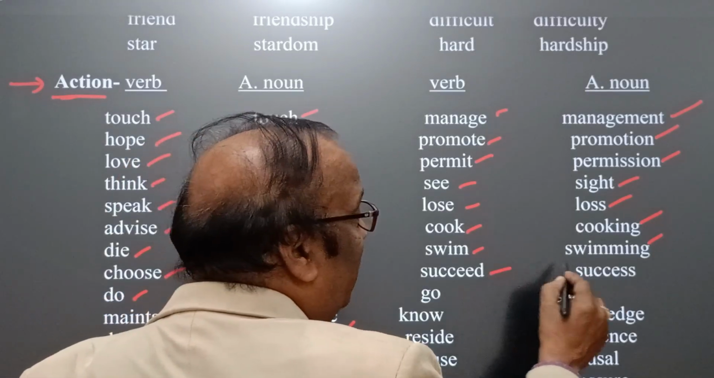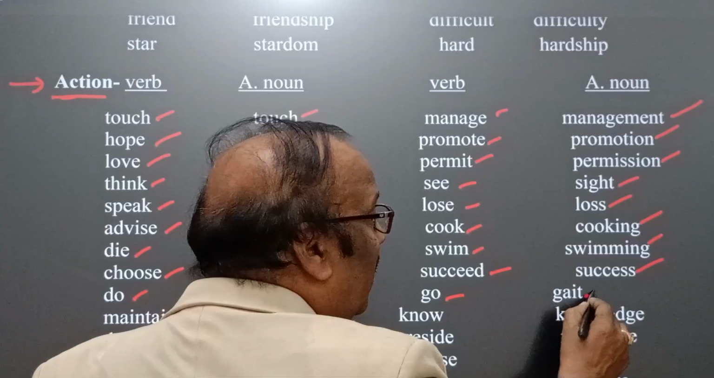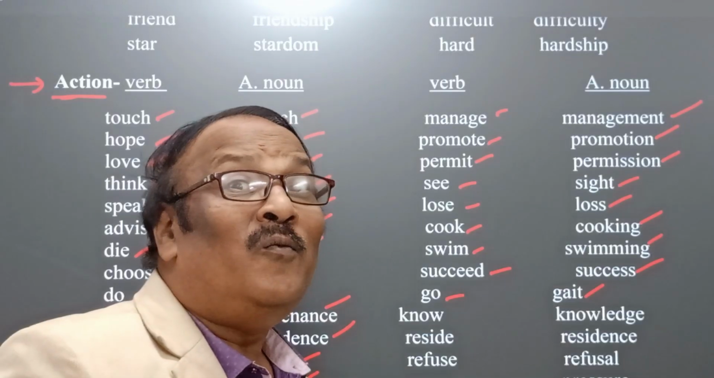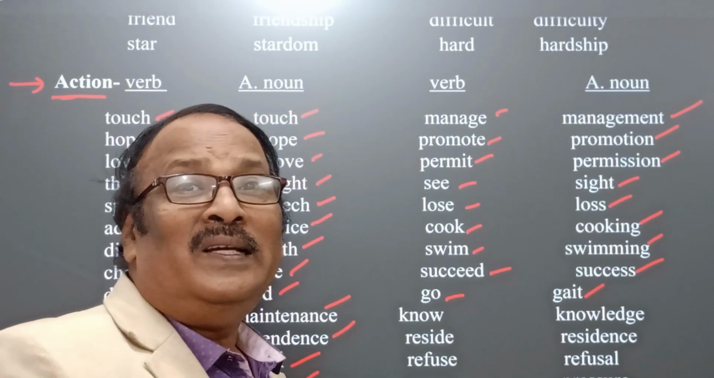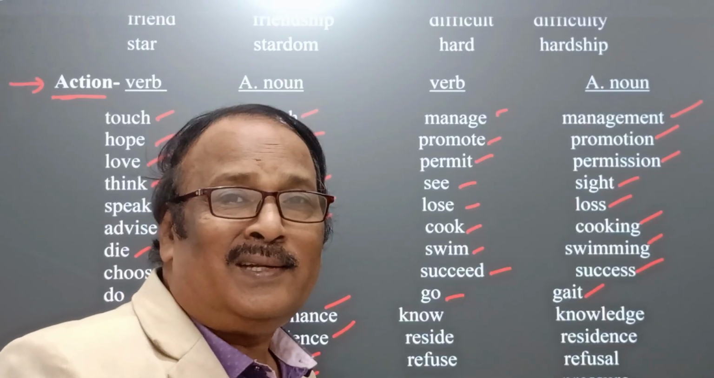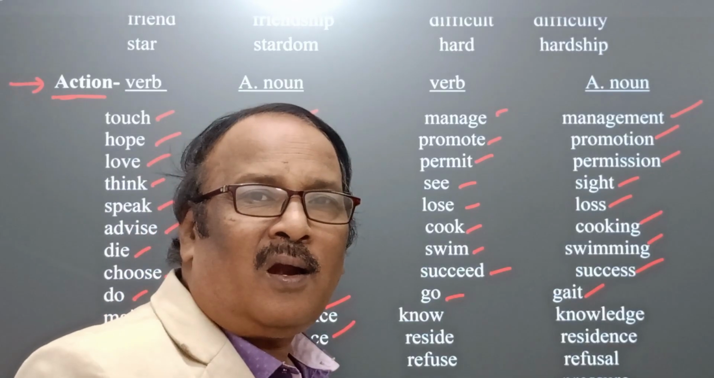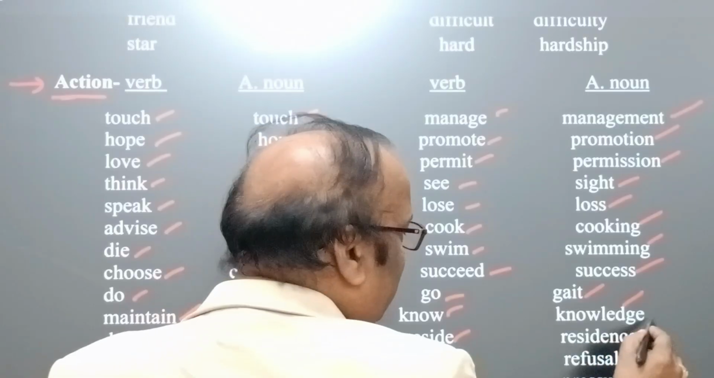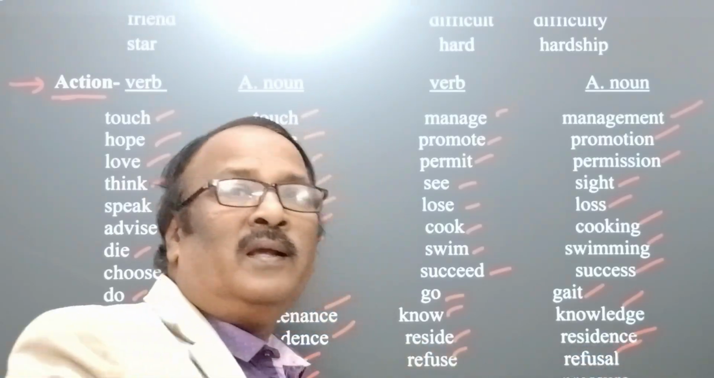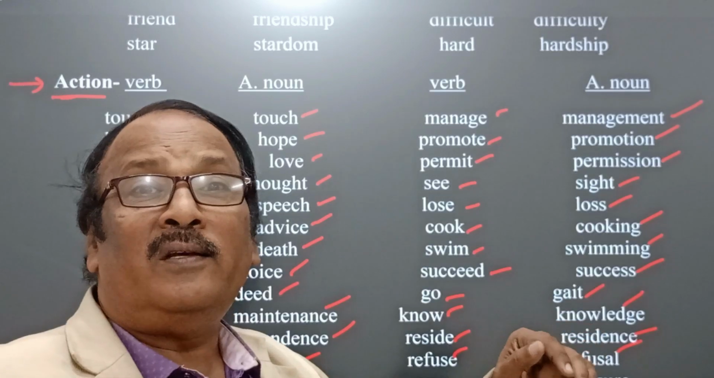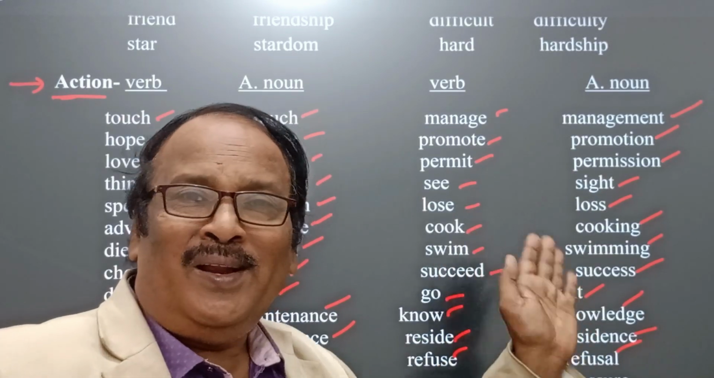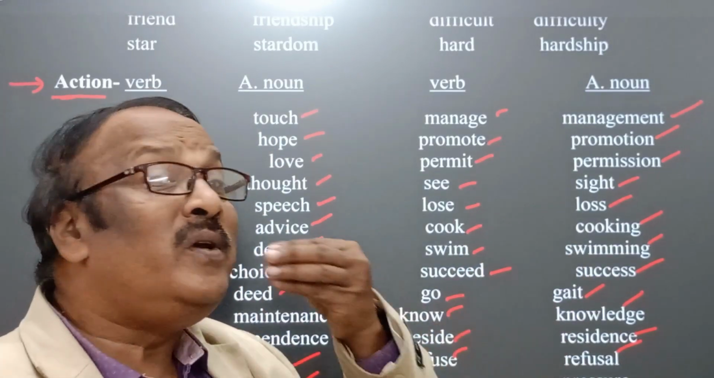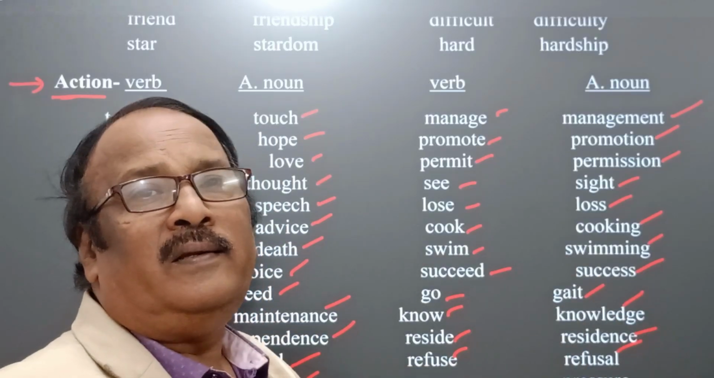Yes, succeed, success. Go, get. Success is not a shortcut process. Yes, we cannot get success following an easygoing life. Therefore, take interest in achieving success through hard labor. Yes, now come know, knowledge, reside, residence, refuse, refusal. Yes, these are the ways how we convert verbs into abstract nouns. Very interesting. We have to remember so that we can speak and write properly.